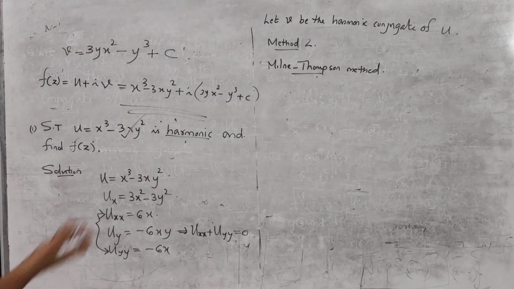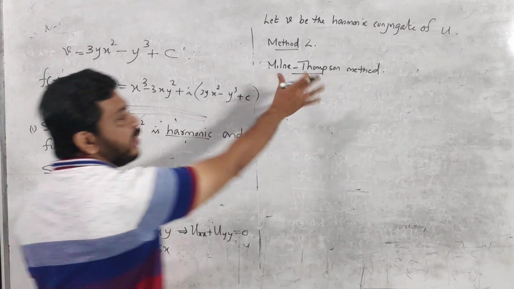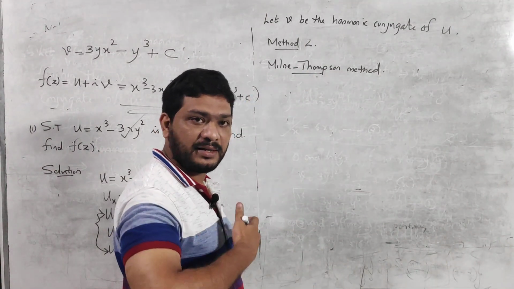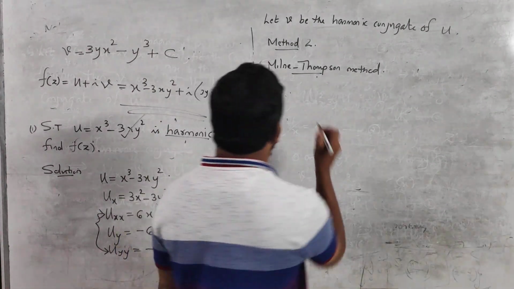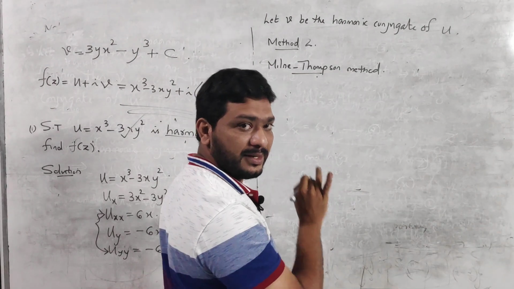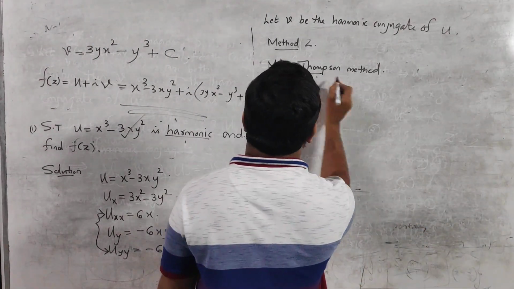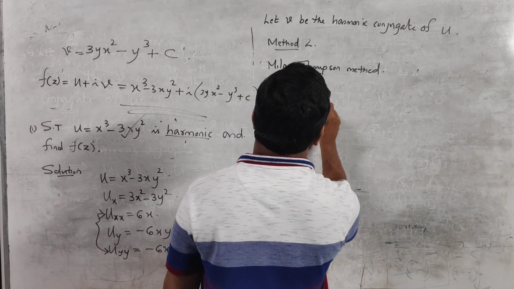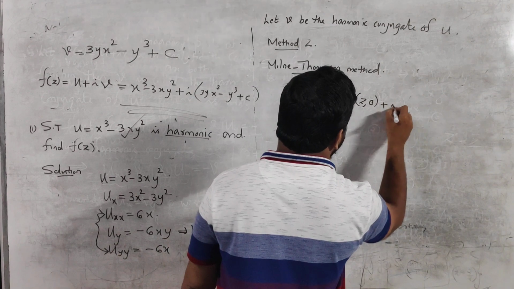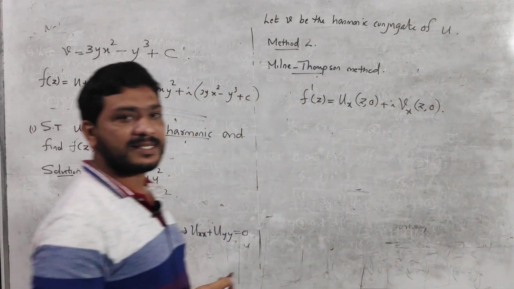The second method for finding the harmonic conjugate is the direct way, which is the Milne-Thompson method. In your examination you can try either this way or that way, no problem. In the Milne-Thompson method, just memorize this formula now. I'll discuss after that how we can get this formula. By the Milne-Thompson method, f dash of z is ux at z0 plus i into vx at z0. This is the Milne-Thompson method formula. We'll discuss this formula later.